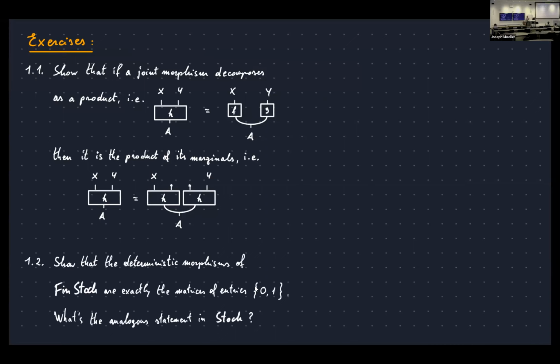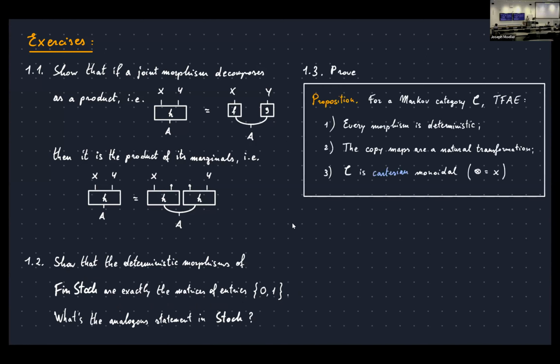The second one is to show exactly that the deterministic morphisms of FinStoch are the matrices with these entries. Once you see what to do, it's not so hard. It's a little bit harder in the measure-theoretic case. So for those of you that are comfortable with measurable spaces, try also to do this in the continuous case.